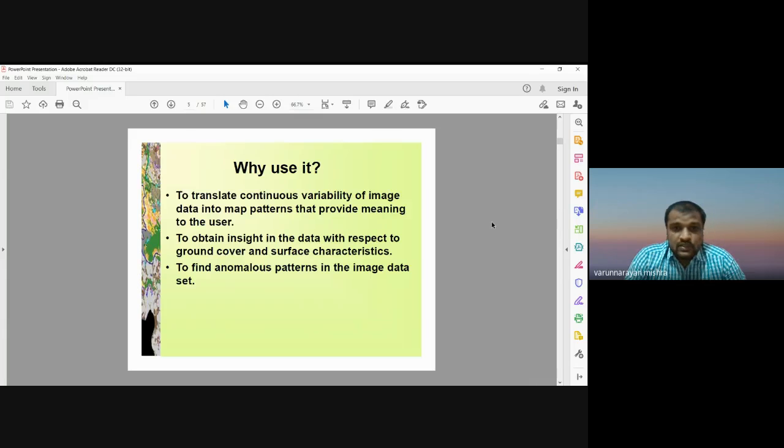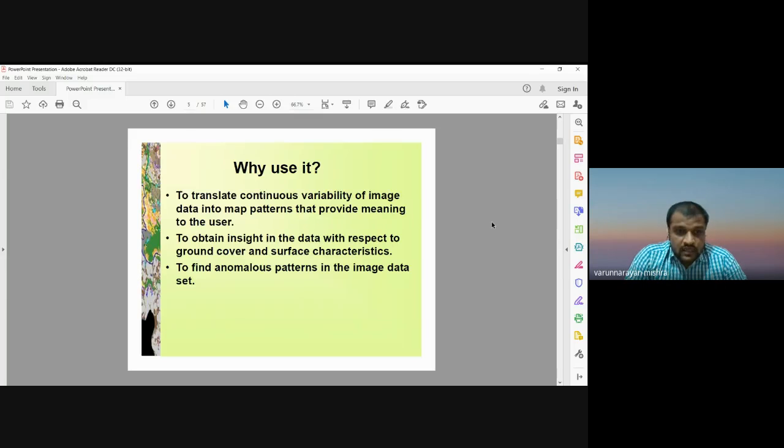Classification is used to translate the continuous variability of the images into a map pattern that provides meaning to the user. It is used to obtain insight in the data with respect to the ground cover and surface characteristics. And also it is used to find anomalous patterns in the image data set. So classification is very important to identify the variability of the image pixels, so that you can have the information about different kinds of classes.